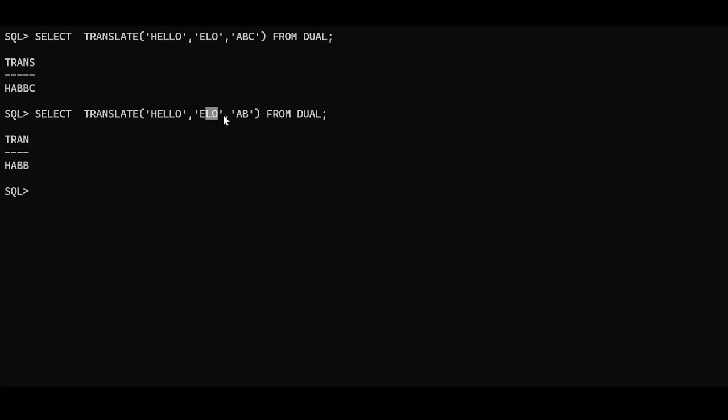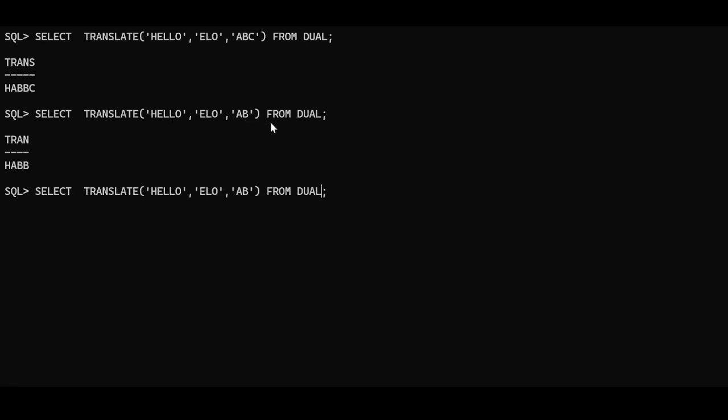And you have the O character, but you are not giving the replacement value here. So it will not consider that. That gets eliminated since you have not given the replacement value. O is not mapped to any other character according to the sequence. From left to right, E is mapped to A, L is mapped to B, but for O it is missing. You haven't specified any character for the character O, so that will not be considered. In this case, O gets eliminated out of this actual string.